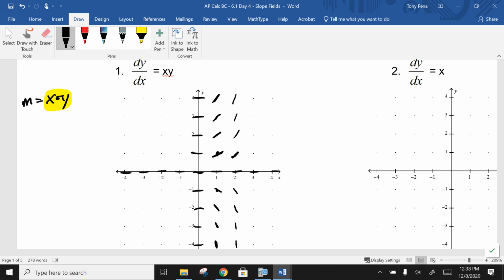Don't do 3s and 4s. These get steep really quickly, and it gets hard to do them. So let's hop on over to the negative 1 and the negative 2. So at (-1, 1), you're taking the negative 1 times a 1. That's a negative 1.